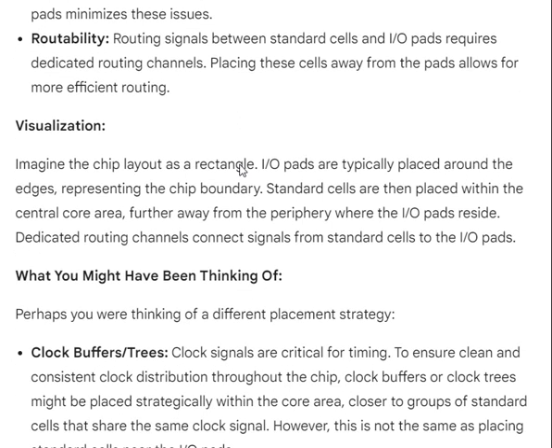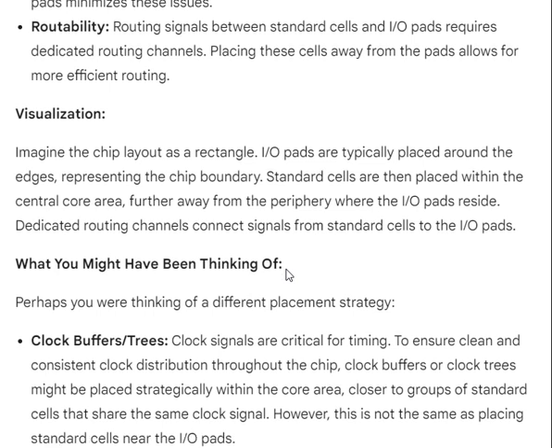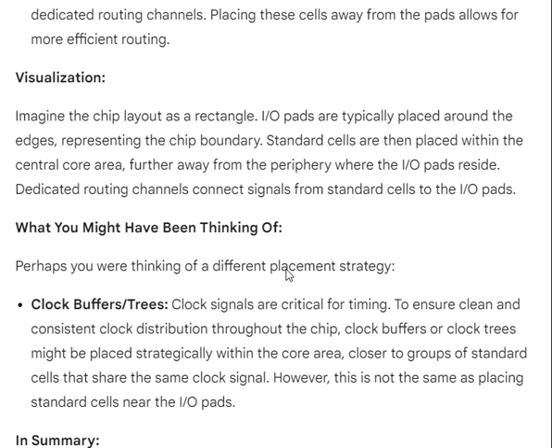Visualization. Imagine the chip layout as a rectangle. I/O pads are typically placed around the edges, representing the chip boundary. Standard cells are then placed within the central core area, further away from the periphery where the I/O pads reside. Dedicated routing channels connect signals from standard cells to the I/O pads.